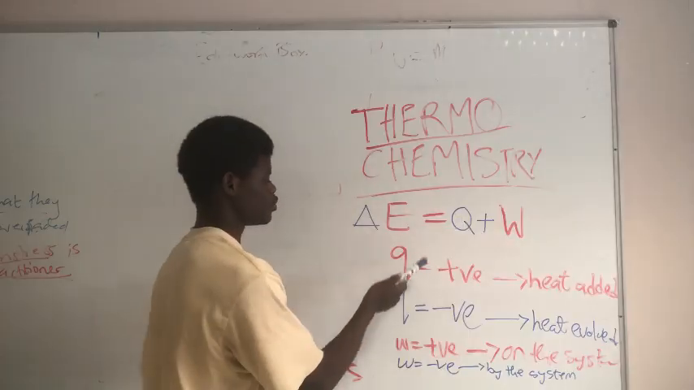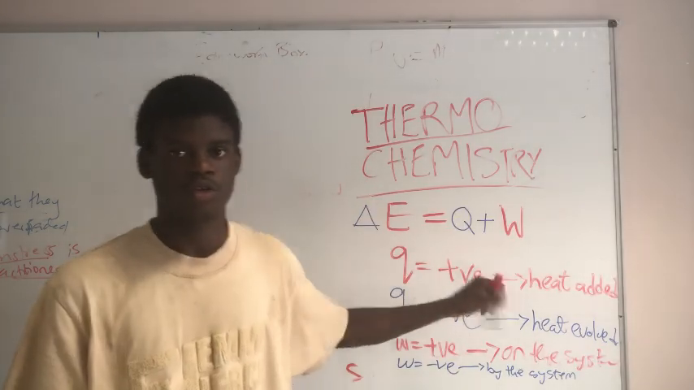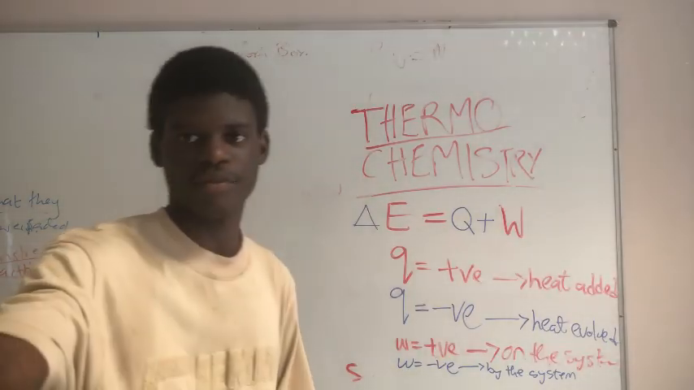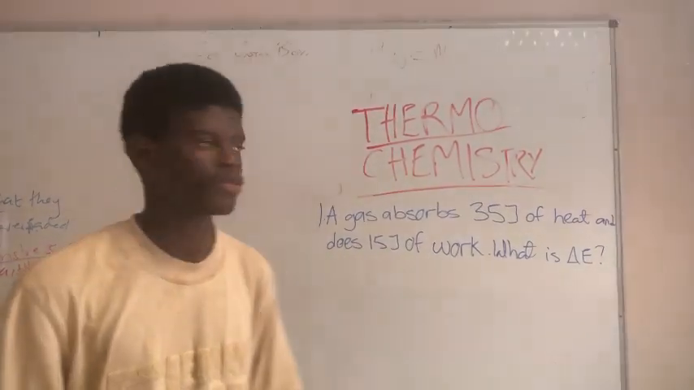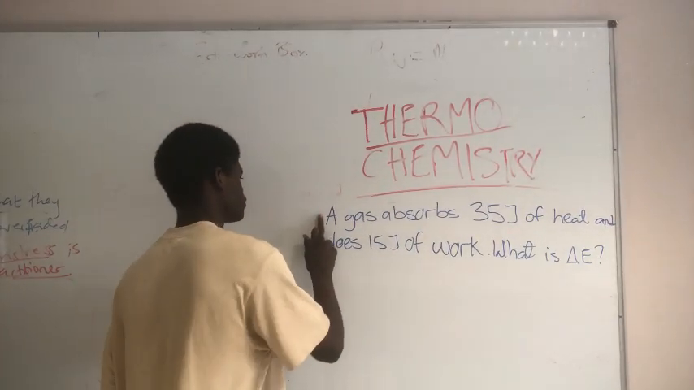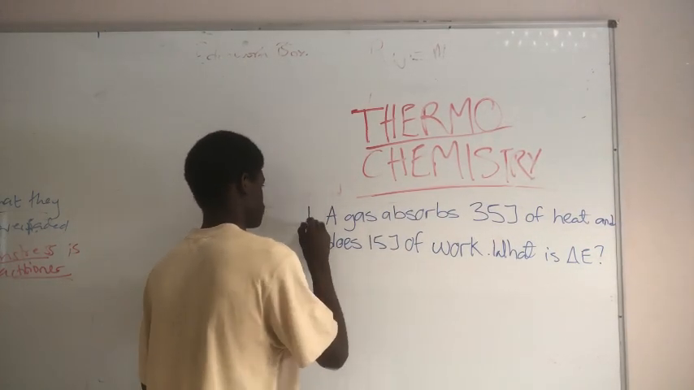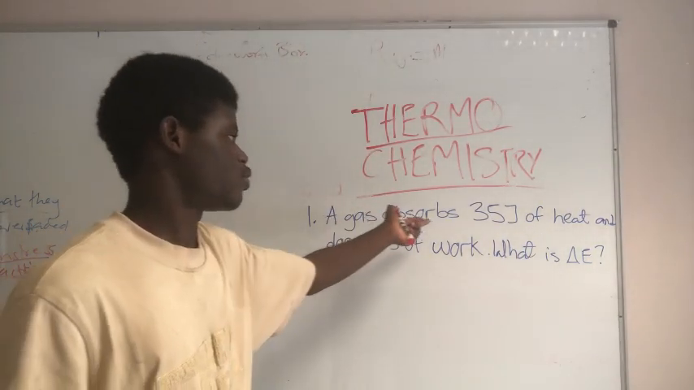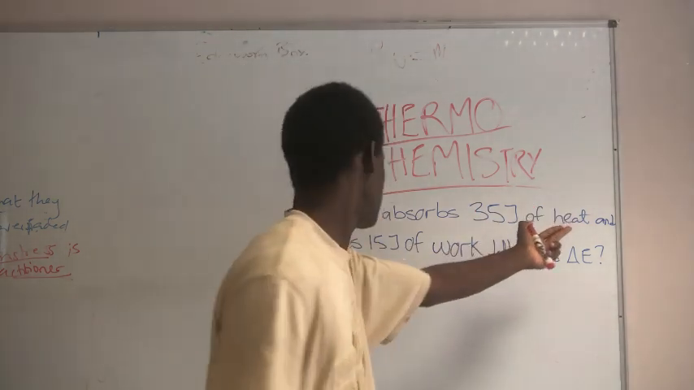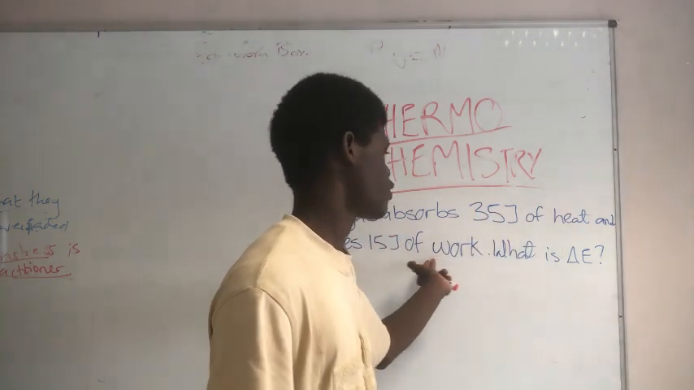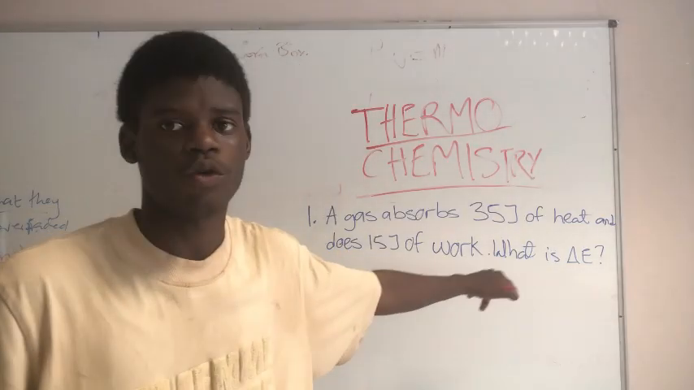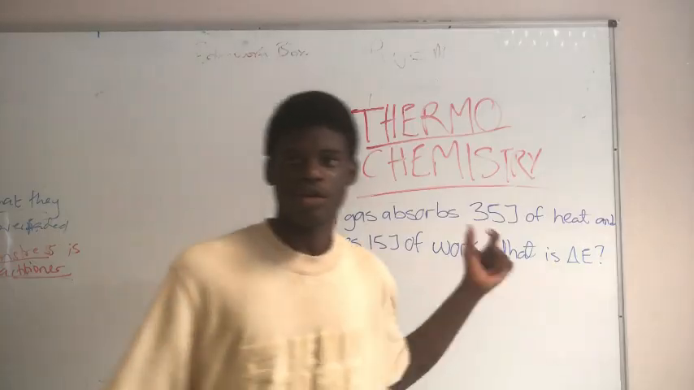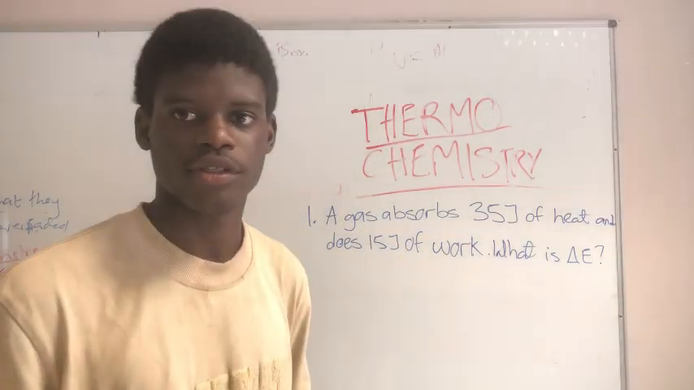So this is what you need to know. You need to know the formula, and you need to know all this, because if you don't, you won't be able to solve any question, or you'll solve it and get it wrong. Question number 1: a gas absorbs 35 joule of heat and does 15 joule of work. What is delta E, the change in internal energy? You can pause the video and solve it.